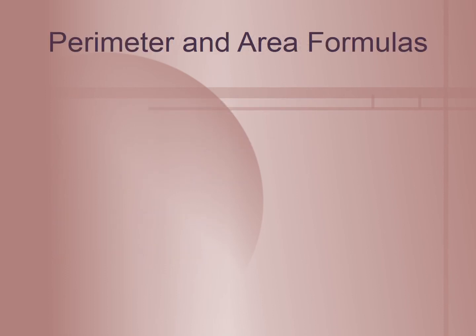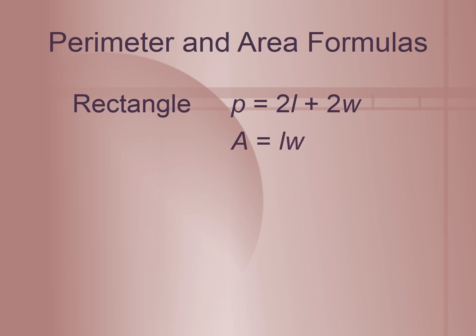Let's review perimeter and area formulas from geometry. First, we have rectangle. The formula for the perimeter of a rectangle is 2 times the length plus 2 times the width. Area of a rectangle is length times width. Then we have a square. The perimeter of a square is the formula 4 times s, where s is the length of one side. Then we have the area of a square, which is equal to s squared, or the length of a side squared.